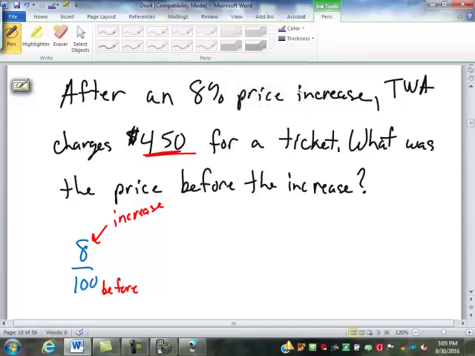Let's double check your answer, though, to verify. Before we do anything else, let's double check your answer. Well, you found 8%, which was $36. So you subtracted $36 to get $414. Which again, I expected that to happen.